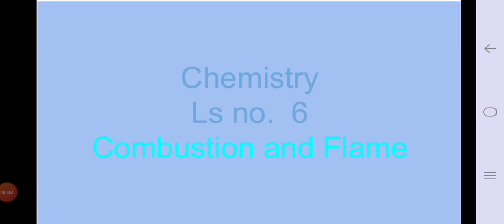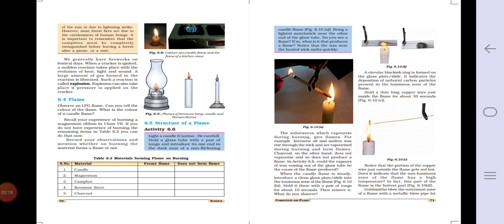Hello everyone. In our lesson number 6, combustion and flame, we have studied in the last video how to control fire, and we have also studied types of combustion. Now today we are going to study about flame. So you can see in the textbook 6.4 flame is given there.